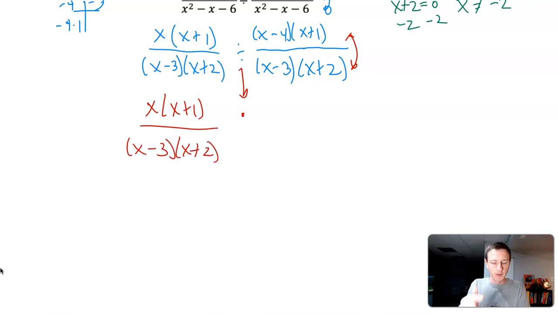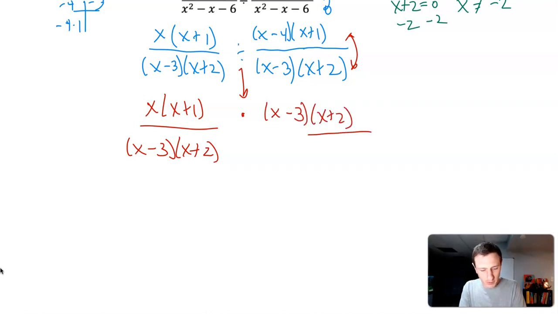The second one we are going to flip, and this is going to become x minus 3 times x plus 2 over x minus 4 times x plus 1. Now that I'm thinking of it, here's a note that I want to make.